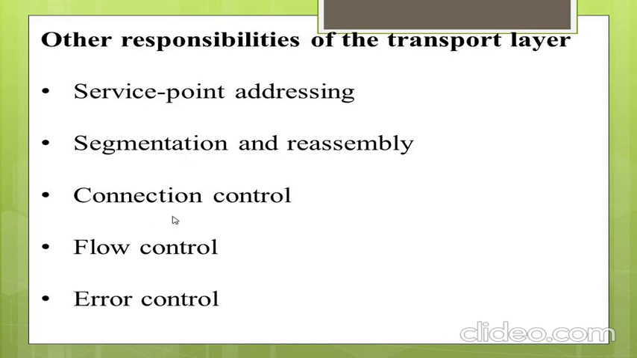The next is the connection control. The transport layer can be either connectionless or connection oriented. Connectionless transport treats each segment as an independent packet, whereas a connection oriented transport makes a connection with the transport layer at the destination machine before delivering the packets.